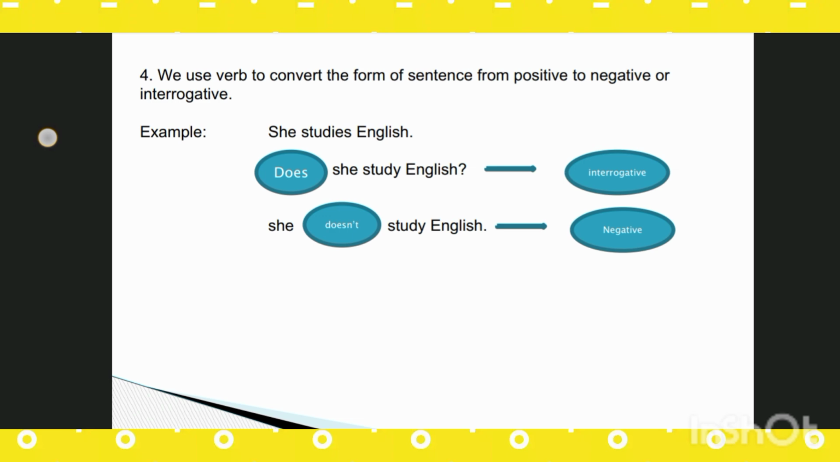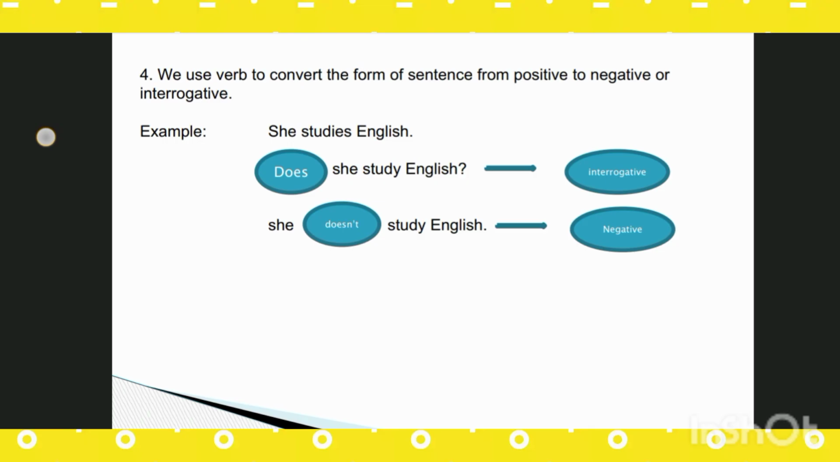In the example, "She studies English," this sentence is always positive. She studies English, it's a positive. But how can we make it negative, how can we change this sentence into negative? We also have to look at my screen so it is easy to understand.